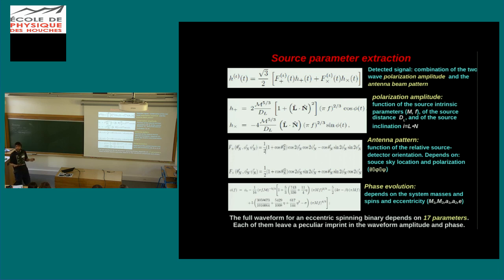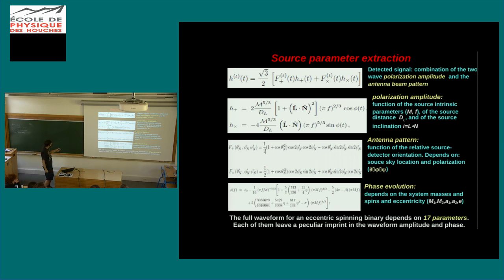But things are extremely different for LISA, because, for example, white dwarf binaries live in band for the whole mission lifetime. If the mission lifetime is 4 years, you have 4 years of data, and the antenna beam pattern changes because the detector is going around the sun, trailing the Earth, and rotating on itself. So you have a complicated pattern function here.